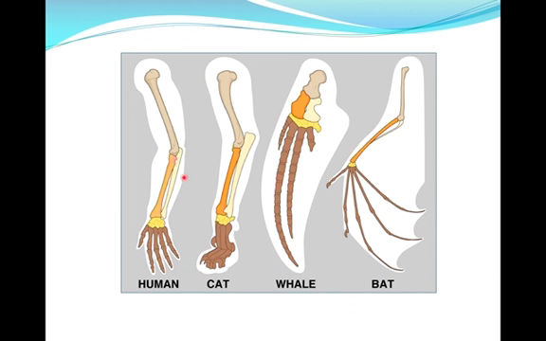I always remember which is which because the radius and the ulna, PU, your ulna is close to your pinky. Okay? Okay, let's see if I can now take this off.